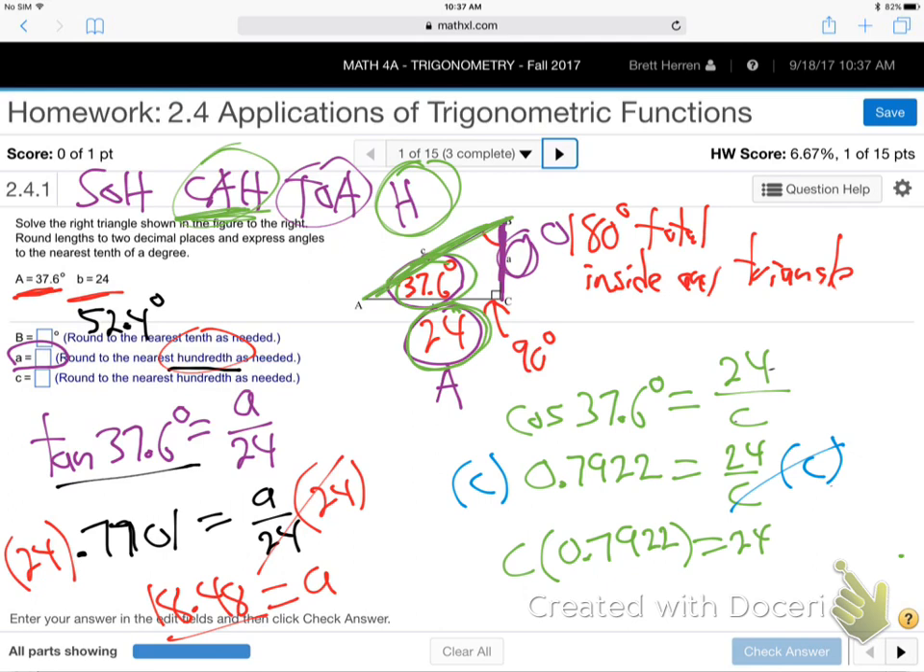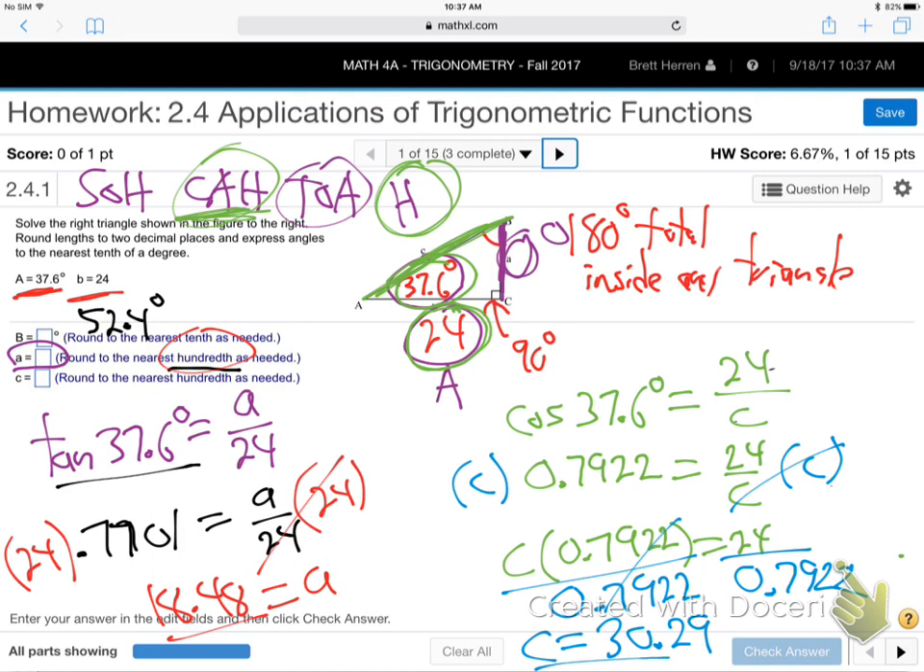Now how do you finish? Now c said I want to be alone. How do you finish getting c alone? Divide by the 0.7922 on both sides. And so c equals, just divide in your calculator. To 2 decimal places? 30.29. Thank you. Is that good? Y'all getting that? And there we go, we're done.